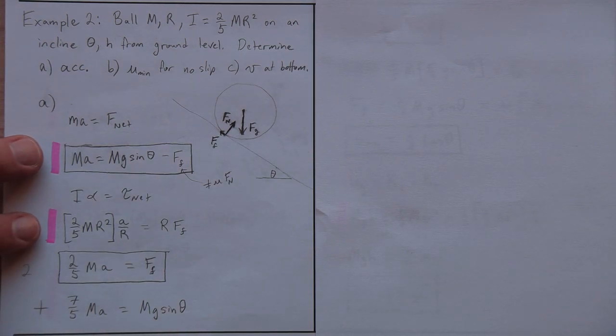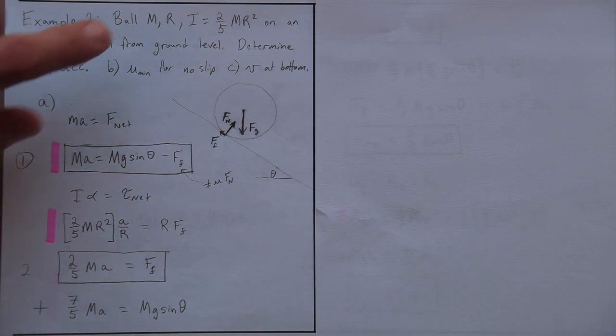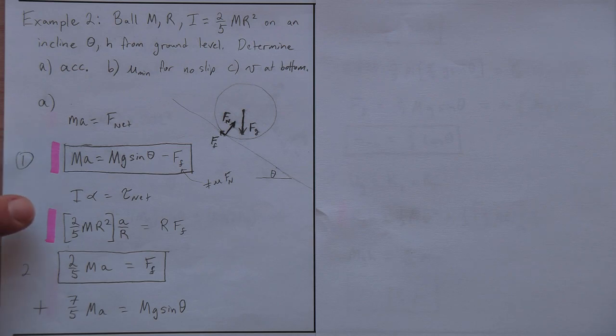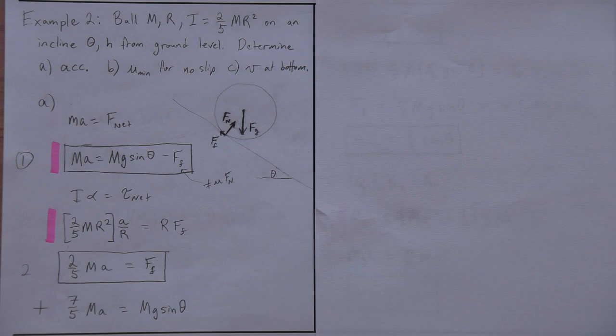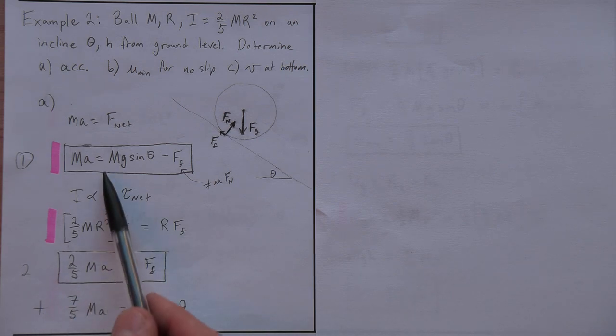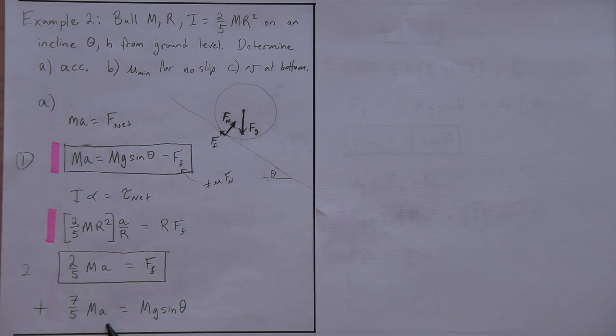So again, these are the two highlighted steps. Don't focus necessarily on the 2/5 or whatever; that will change problem to problem. But I alpha equals R times force of friction is the basic main idea in creating one of the equations in these hill problems. The other thing you do, I guess I should have highlighted this, is add up the equations: the left sides, the 5/5 and 2/5, make 7/5 ma, and on the right sides, the force of friction goes away, leaving you just mg sine theta.